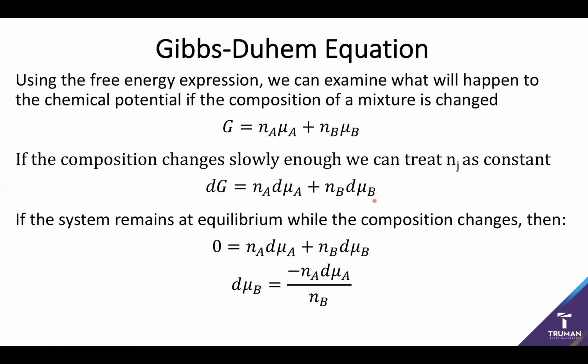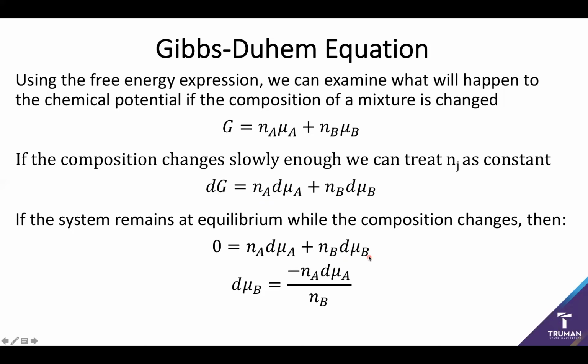So it turns out that if my system remains at equilibrium throughout a composition change, which we're already assuming when I'm looking at slow changes of composition, this is again another code word for equilibrium. So essentially, if I'm keeping the system at equilibrium, then the total free energy of the entire system isn't going to change. And really what I'm going to be seeing is that any changes in the chemical potential of A have to be matched by changes in the chemical potential of B.